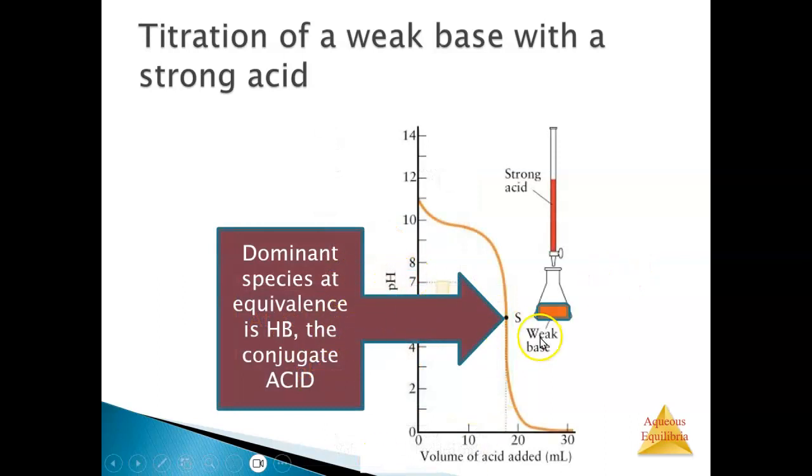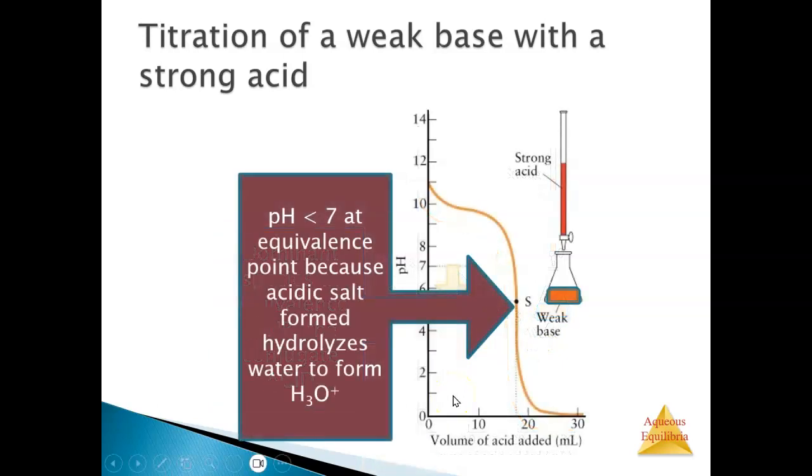At the equivalence point, you'll notice this is going to be less than 7 because the dominant species at the equivalence point is the conjugate acid. And a weak base makes that stronger conjugate acid that's able to hydrolyze water and create some H plus in solution. That means that this is no longer a buffer again. We have only the acidic salt, and it's hydrolyzing water to form the H3O plus ion. So in between the equivalence point and the initial point, I have buffer math. At the initial point, at the equivalence point, I absolutely do not.